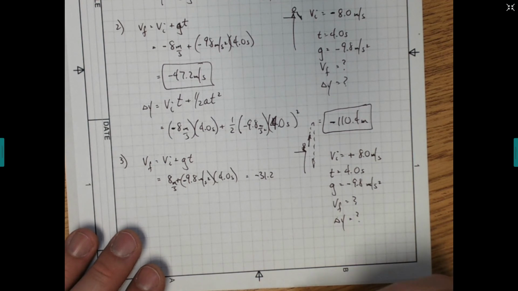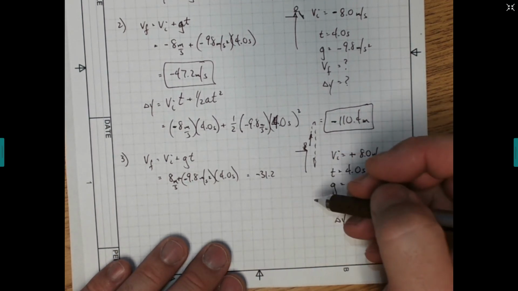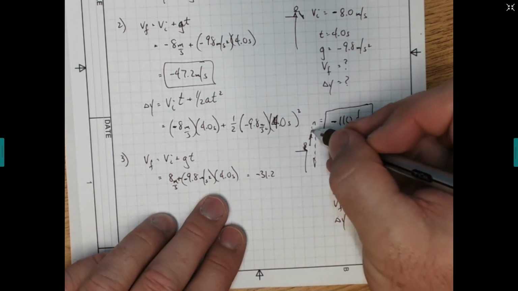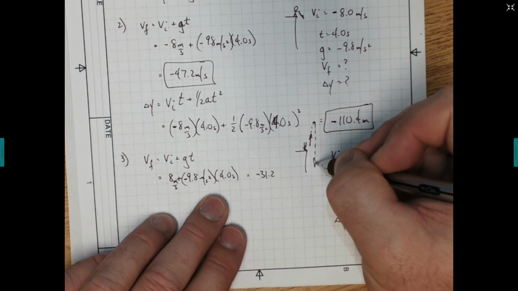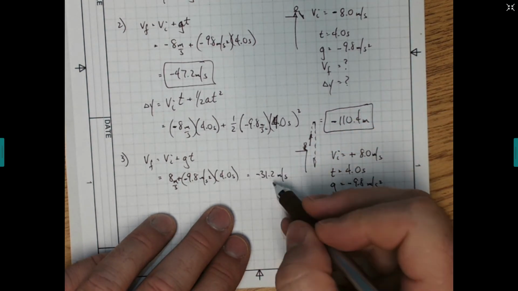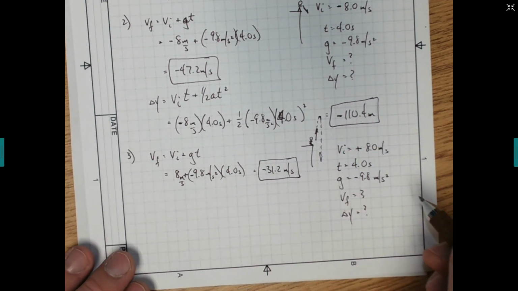Now we still ended up going down, right? Our velocity is still going down, because after 4 seconds we've already reached the top and we're headed back down, but it's not as fast going down because we started off with an initial velocity going up.